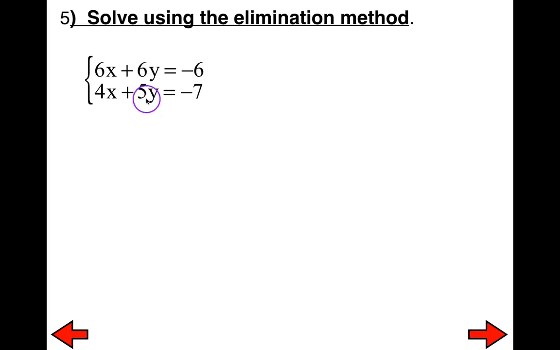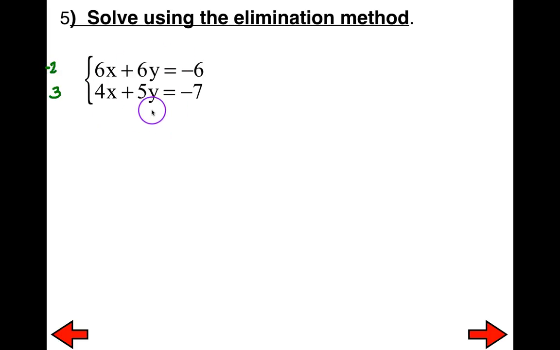Okay, so let's see how well you did. So here, let's just take a look at our options. If I wanted to eliminate the x's, I'm going to say the lowest common multiple between a 6 and a 4 is a 12. So here, I'm going to have to multiply this first equation by 2, because 2 times 6 is going to give me 12. I'm going to have to multiply the second equation by a 3, because 3 times 4 is 12. And again, since these are both positives, I'm going to have to make one of them negative. So I'd make the 2 a negative just because I want to keep the smaller number negative.